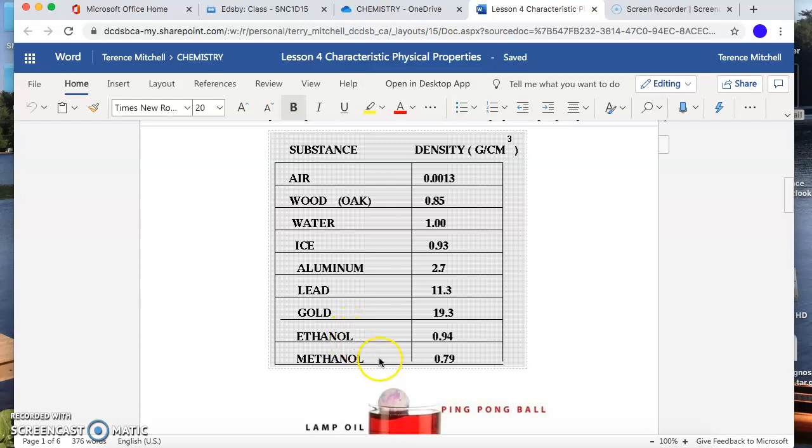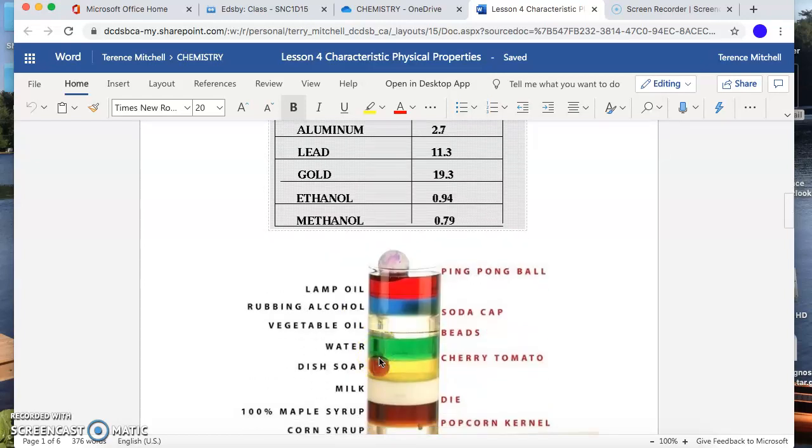And ethanol and methanol, very similar to rubbing alcohol, or lamp oil. You can see that if this is water, they are floating on top of water.